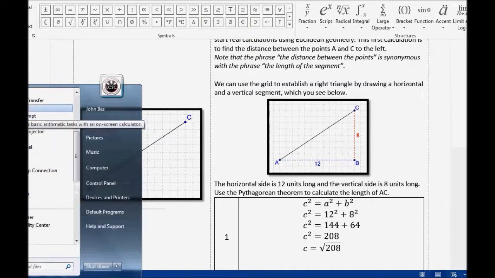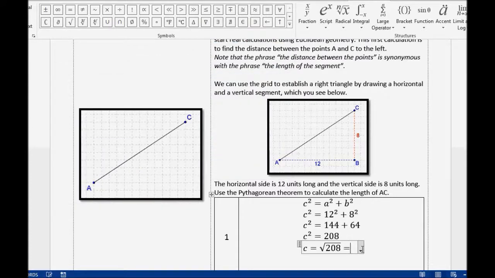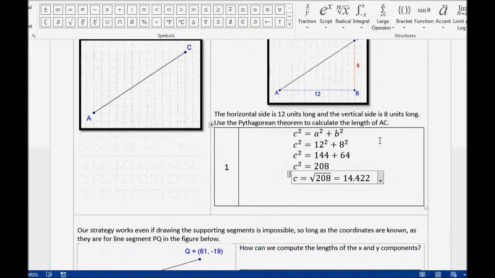This is probably one of those ones that I should know. Okay, so 208, and then take the square root of that number, and it's 14.422. So this is 14.422. All right.